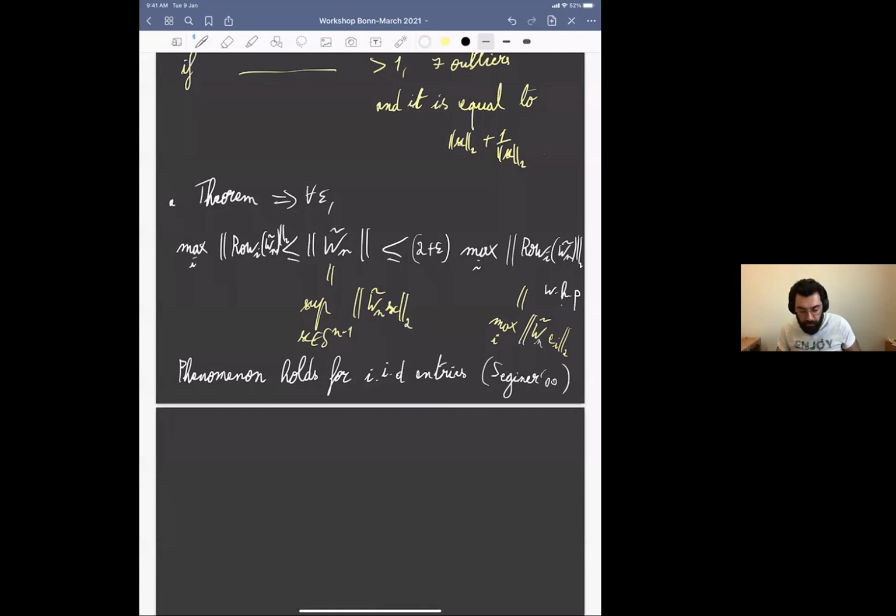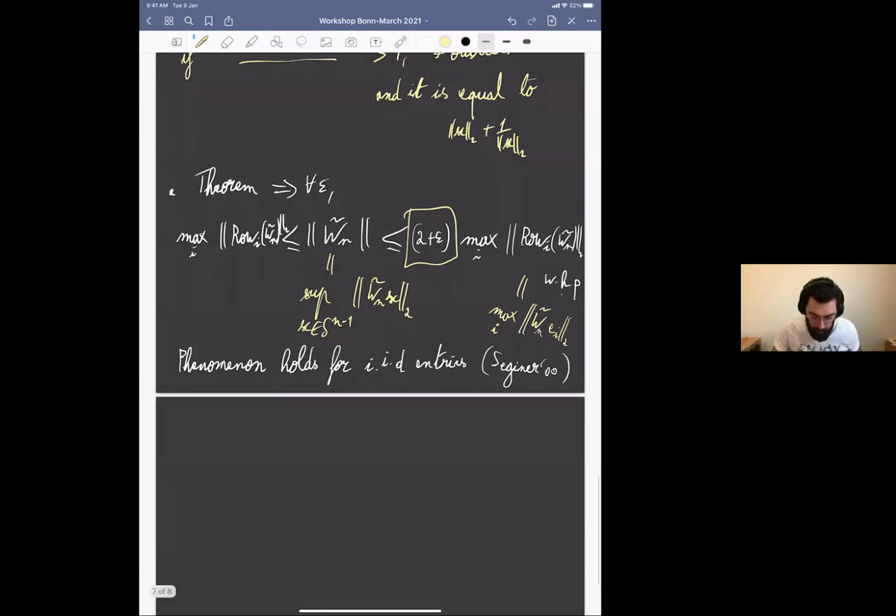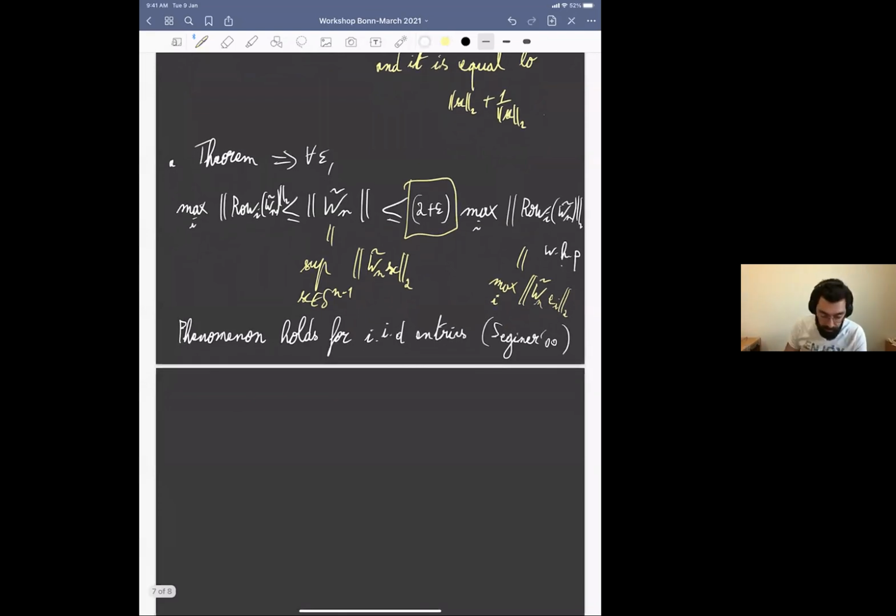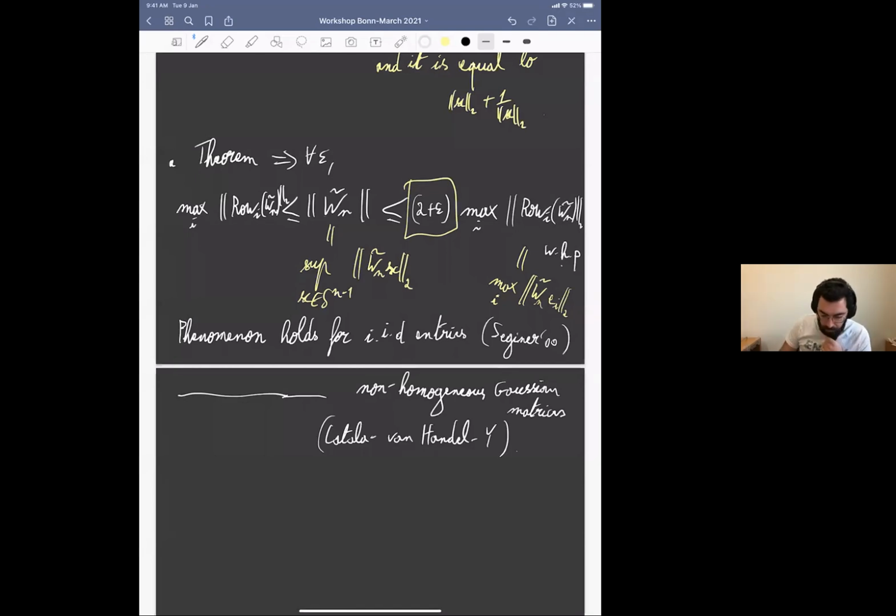Now, what our consequence tells us is that we can capture the right constant 2 here, while Latała had just some constant. I mean, we also have some assumptions, but at least in this case, we can recover the constant 2. And now, this phenomenon holds beyond the IID case. It actually holds for non-homogeneous Gaussian matrices. And this is due to Bandeira, Van Handel, and myself. Okay, so yeah, I'm running out of time.